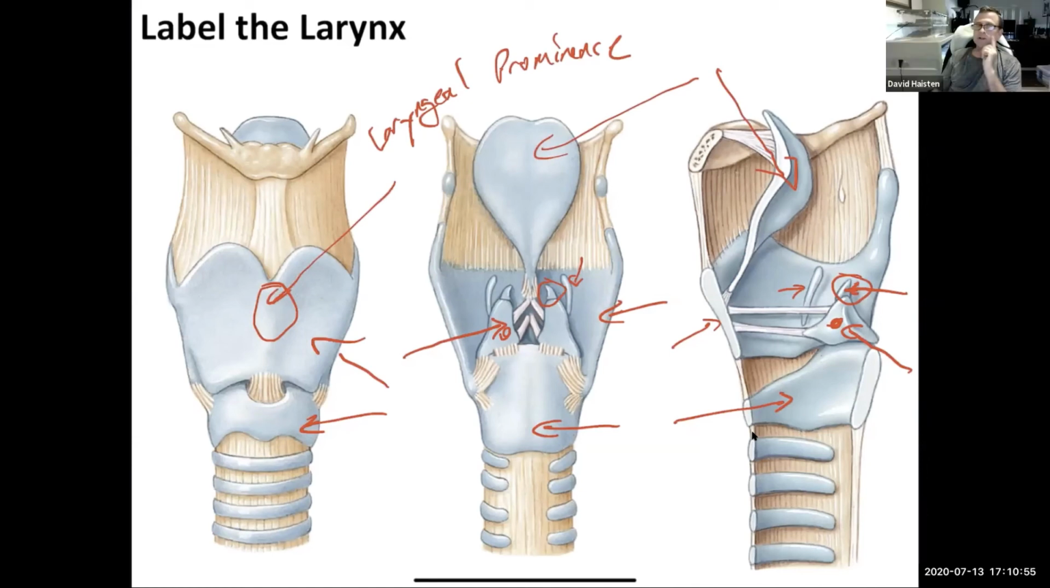Now, what kind of cartilage is the arytenoid cartilage made out of? Hyaline. Yep. Let's cut to the chase. All the cartilage here is hyaline cartilage, except for the epiglottis. The epiglottis is what cartilage? Elastic? Yes, it's the only elastic cartilage besides your ears. That's it. Okay, you just labeled the larynx. Awesome.